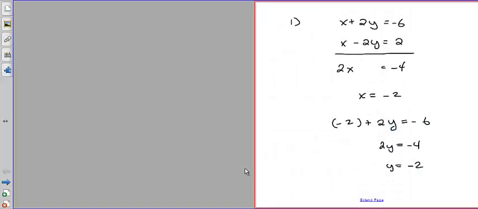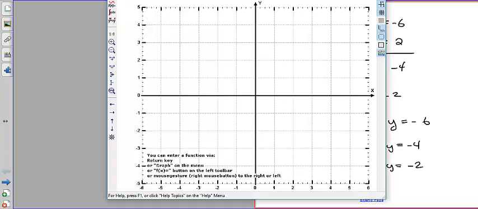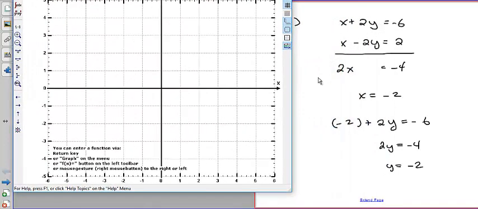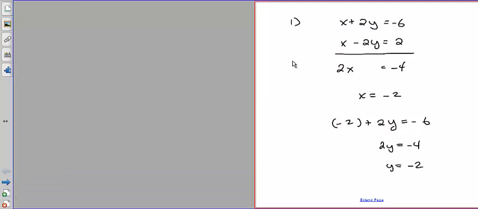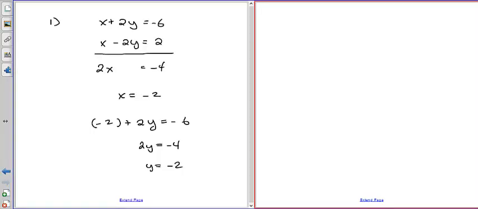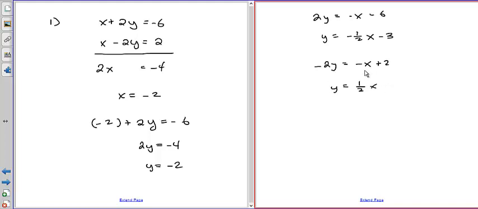So we will double check the result here by plotting these two functions, seeing where they intersect. Now you need to put them in slope-intercept form. So if we do that, here we'd get 2y is equal to -x minus 6, or y is equal to -1/2 x minus 3. And then this one, same kind of deal. You get -2y is equal to -x plus 2. Divide by -2, you'll get +1/2 x minus 1. So these are the two equations that we need to plot.